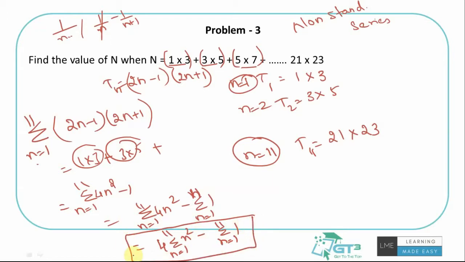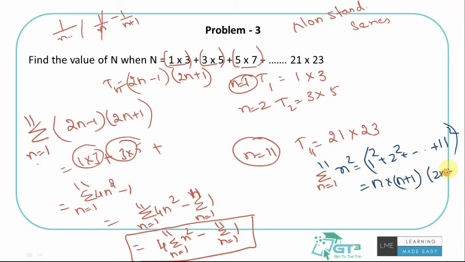See, what is the summation of n square from 1 to 11 fundamentally? Let me use a different color for this, one second. n square basically means 1 square plus 2 square and so on up to 11 square, because n is 1 square, n is 2 square, right? I just need to do the same. And we know the formula for this: the sum of squares of natural numbers is n into n plus 1 into 2n plus 1 by 6. So the first 11 squares will be 11 into 12 into 23 by 6.